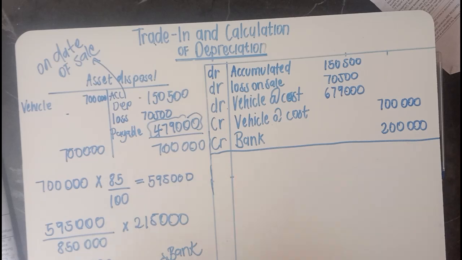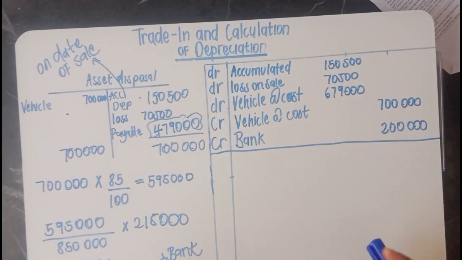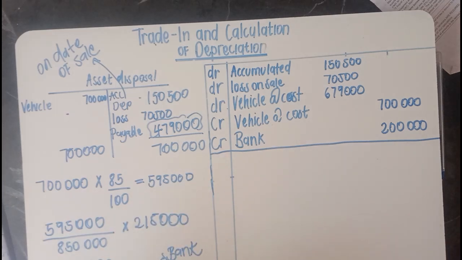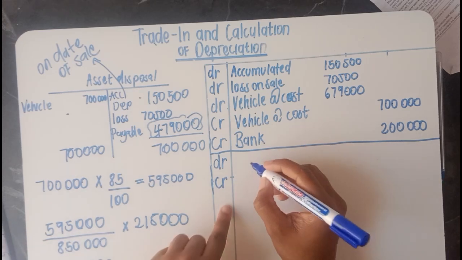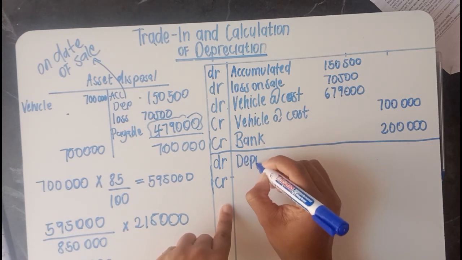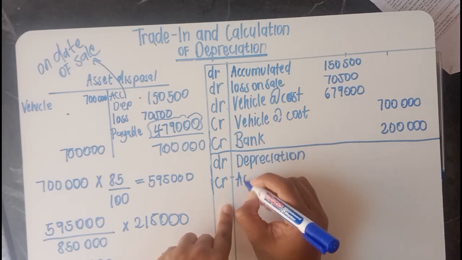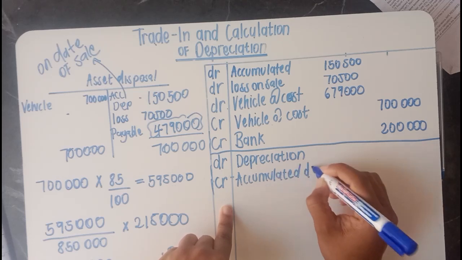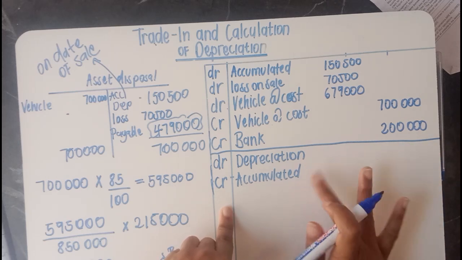So let's move on to the second part of the question where they're asking for the depreciation expense. Depreciation expense, right? So I think I should erase this part. No, I don't have to. I could write it here at the bottom. So every time you have depreciation expense, you are debiting your depreciation and then crediting your accumulated depreciation. Yeah, space will kill me.